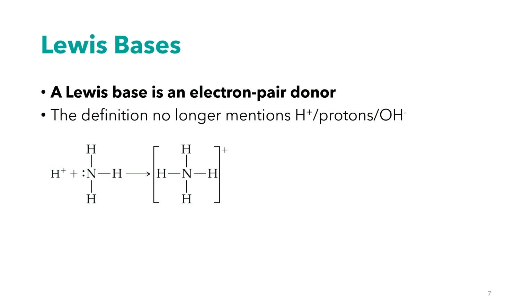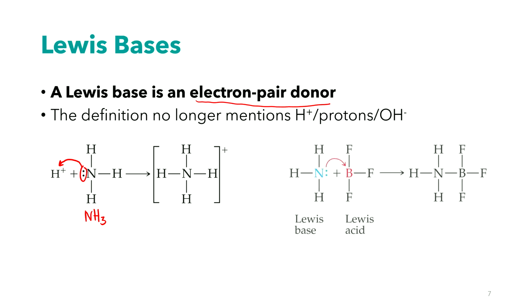So we have our definition, an electron pair donor. And I made the point that this NH3, when it acts as a Bronsted-Lowry base, is using its extra electron pair to pick up that H+. So that's how it accepts the proton, is that it has those electrons to make a new bond. And now we're saying it's not necessary to have an H+ or protons or OH-. This is now really broad.